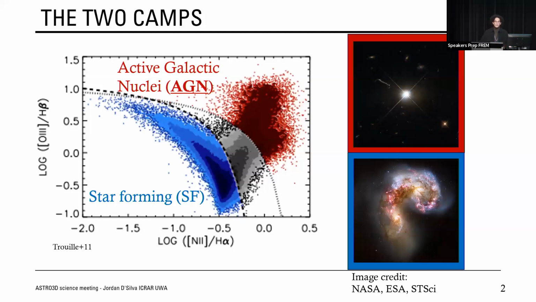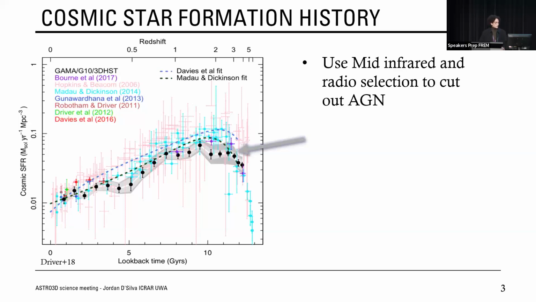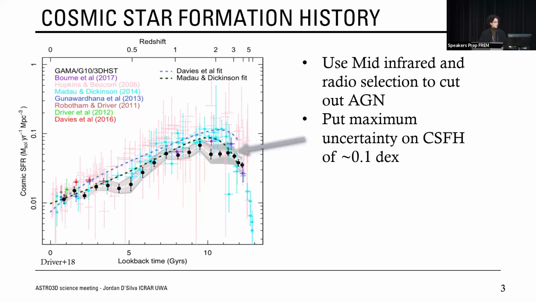Now, in analyses of star formation, often the approach is just to cut all of the AGN out of the sample to mitigate things like AGN contamination. Indeed, this was the approach taken in Driver and others 2018 in their analysis of the cosmic star formation history. Very quickly, for the cosmic star formation history, you basically look at all the star formation in the universe in a volume slice and you plot that as a function of redshift or look back time, shown here. In this work, they use a combination of the mid-infrared and radio luminosities to select out the AGN. And they varied this selection to put a maximum uncertainty on the cosmic star formation history of about 0.1 dex.